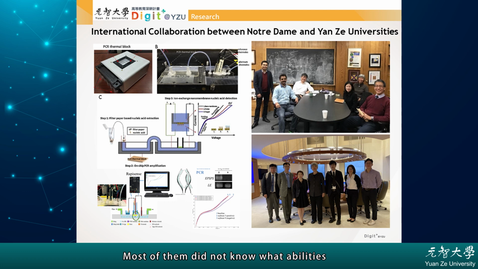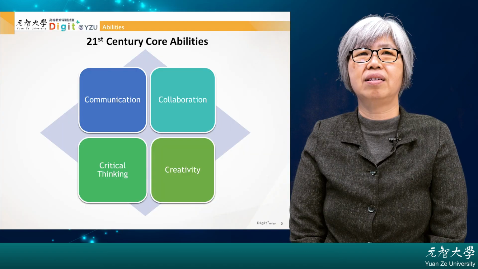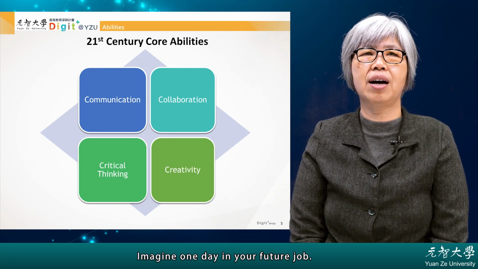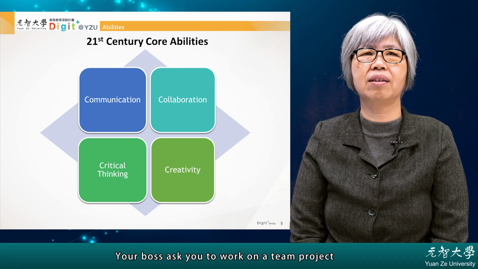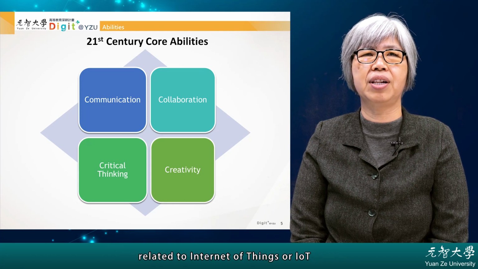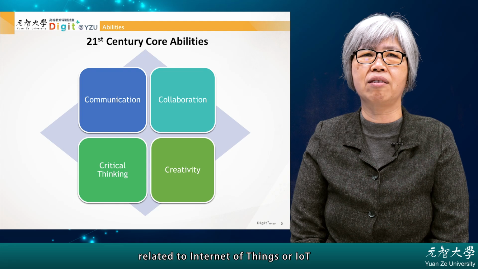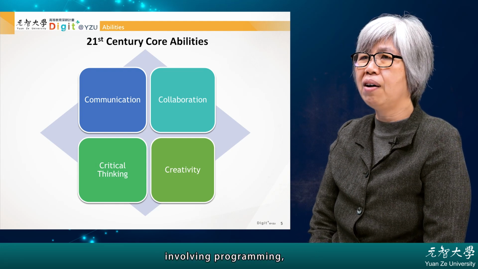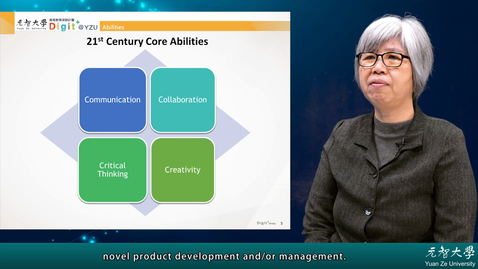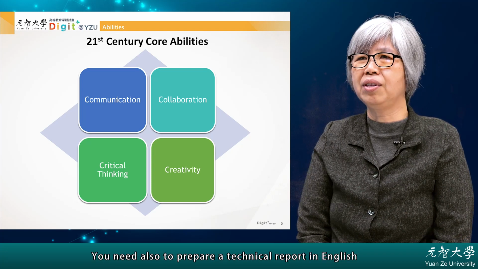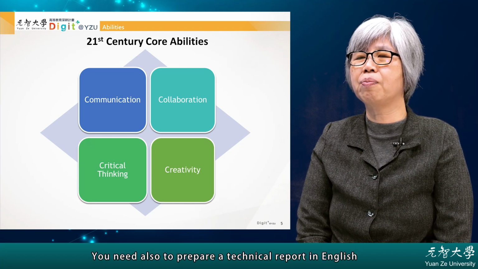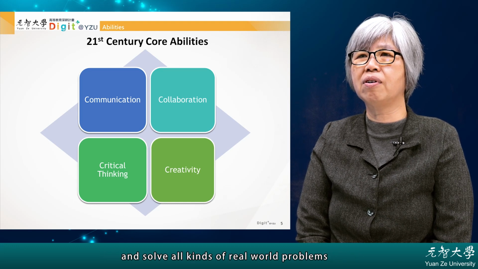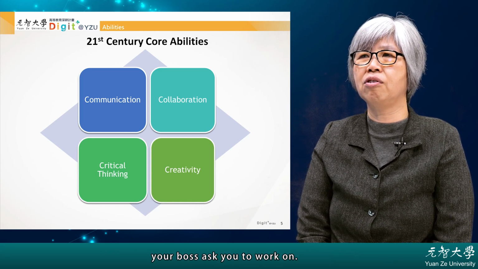Most of them did not know what abilities they need to prepare ahead of time in college. So I always ask them to imagine into the future. Imagine one day in your future job, your boss asks you to work on a team project related to Internet of Things, or IoT, involving programming, novel product development, and/or management. You need also to prepare a technical report in English and solve all kinds of real-world problems your boss asks you to work on.